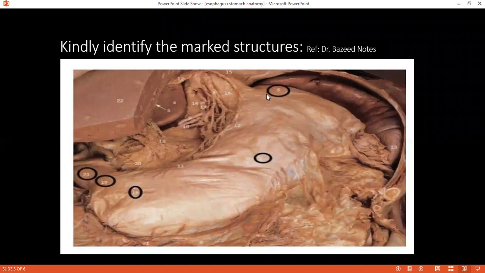Okay, can you identify number 4 here? That's the fundus. Sorry, it's 6, fundus. Yes. Can you identify this one, is it 2? That's the body of the stomach. Yes. Can you identify here 23? The duodenum, first part of it. Yes. 19, please. The pylorus. Okay, and if you can identify this one, 18.